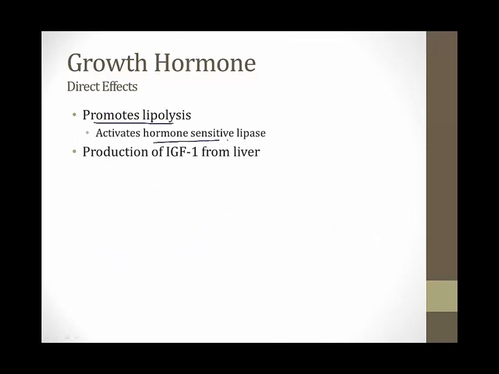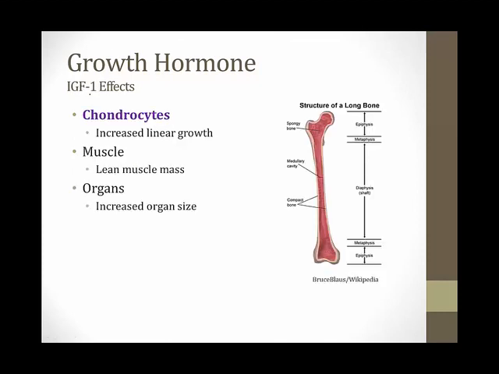It can activate hormone-sensitive lipase, and then as we saw before, growth hormone stimulates the production of IGF-1 from the liver. Indirect effects that are mediated via IGF-1 include stimulation of chondrocytes. The chondrocytes are the important cells for bone growth, so when these are stimulated, especially in children, this will lead to increased linear growth of bones. IGF-1 also stimulates muscle cells, so you get an increase in lean muscle mass as a result of growth hormone, and IGF-1 can also stimulate various different organs so that you can get an increase in organ size.